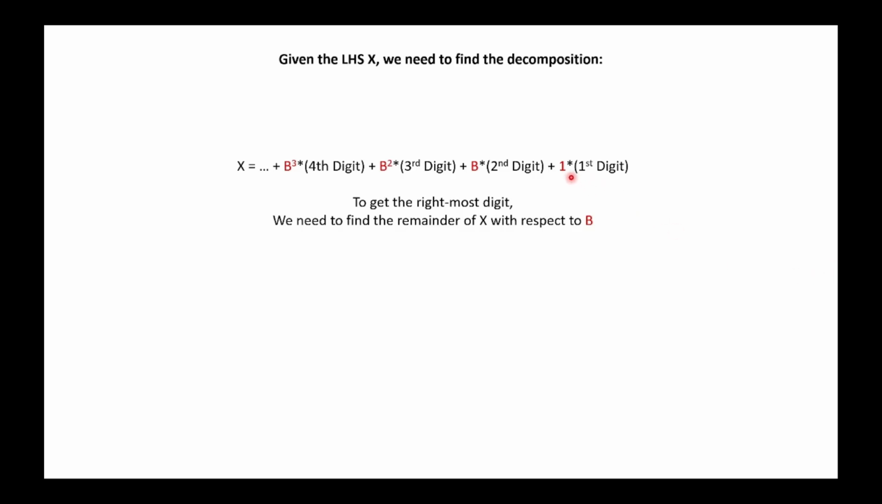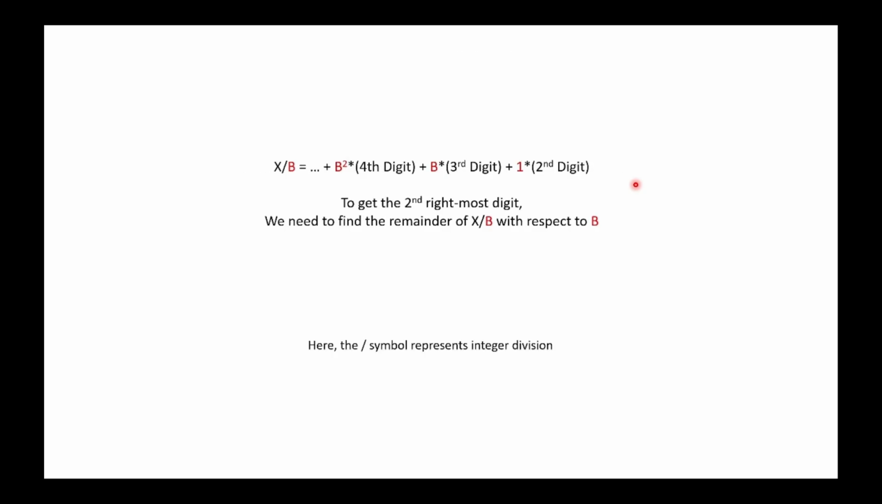Now, it's quite evident that here the first digit or the rightmost digit is simply nothing but the remainder of x with respect to b. But how do we find the remaining digits? We will observe that if we just divide x with respect to b, that is, we find the integer division, we will get the following decomposition.